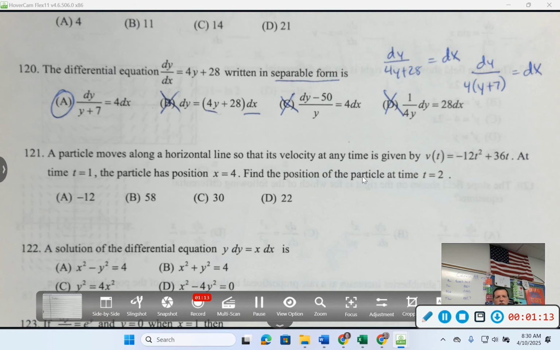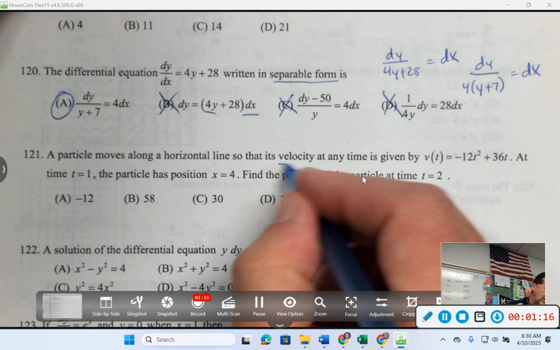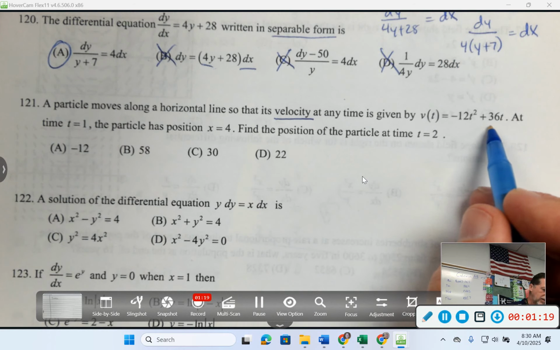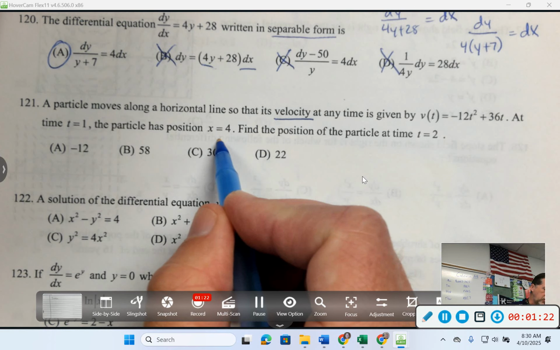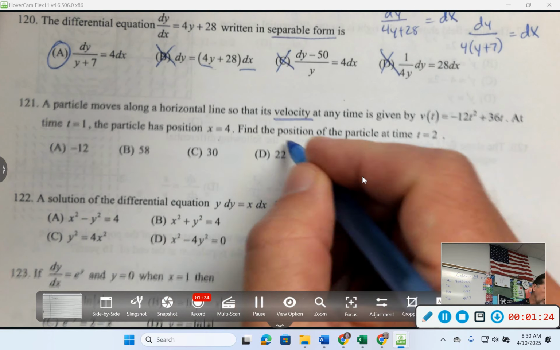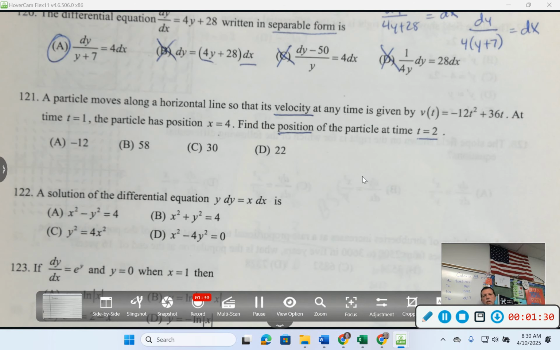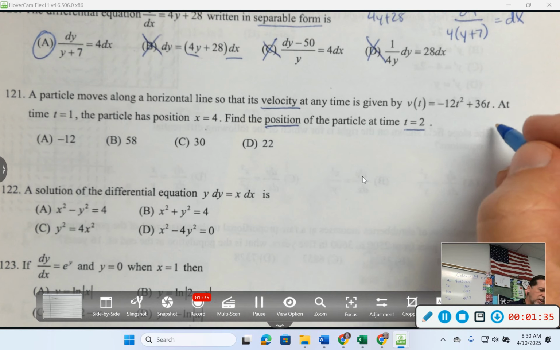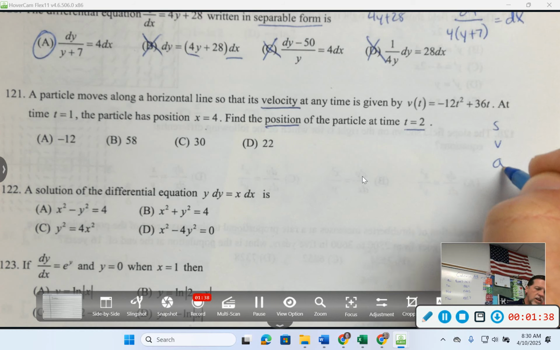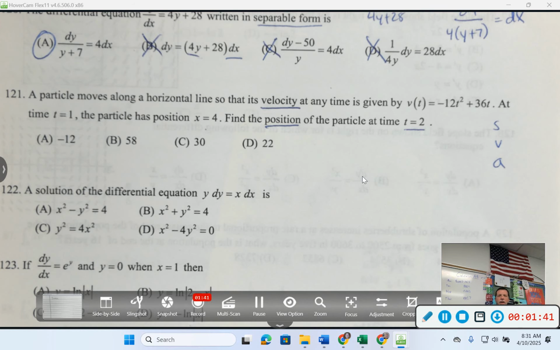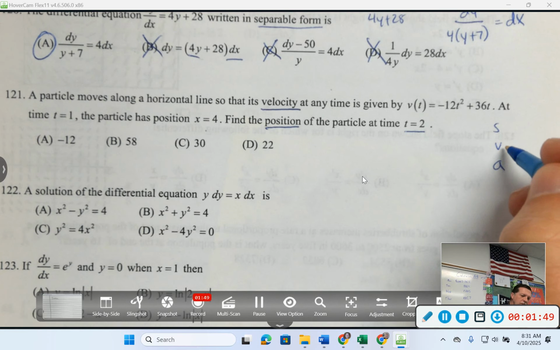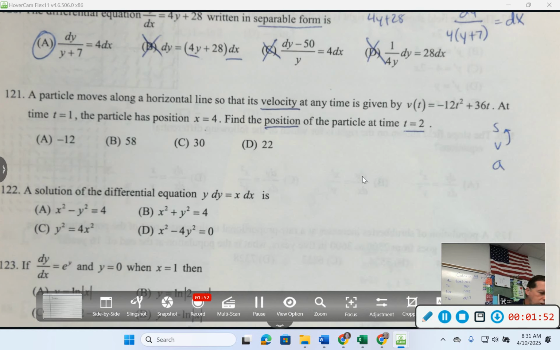121: A particle moves along a horizontal line so that its velocity is given by this. At time 1, the particle has position 4. Find the position of the particle at time 2. Okay, they gave me velocity, and they're asking about position. So how do I get from velocity to position? Yeah, that's the antiderivative. A derivative would get me to acceleration. An antiderivative would get me to position.